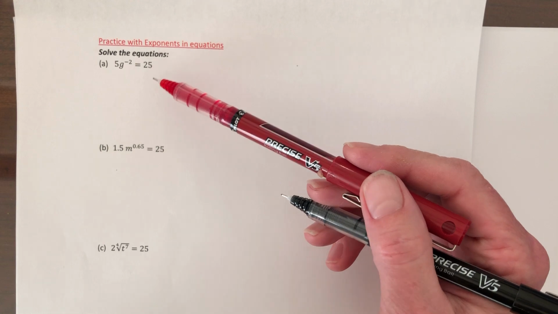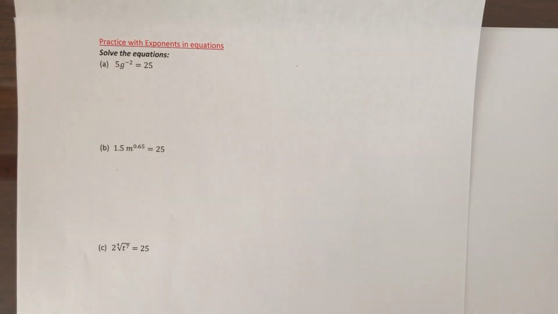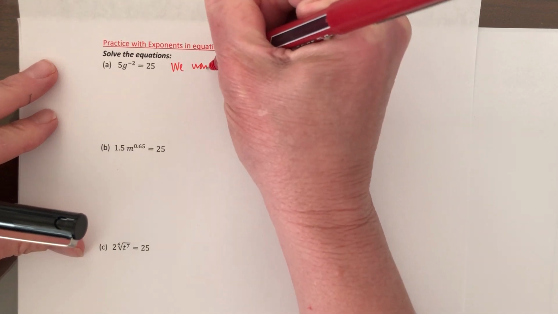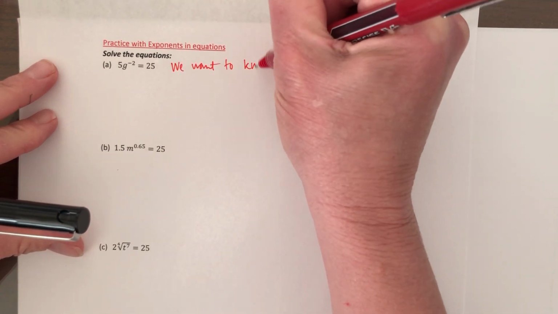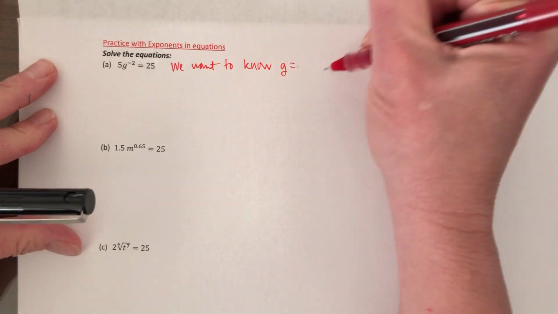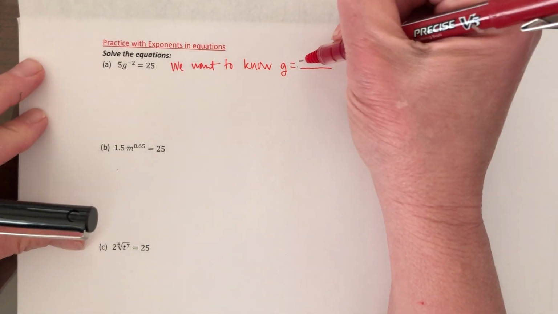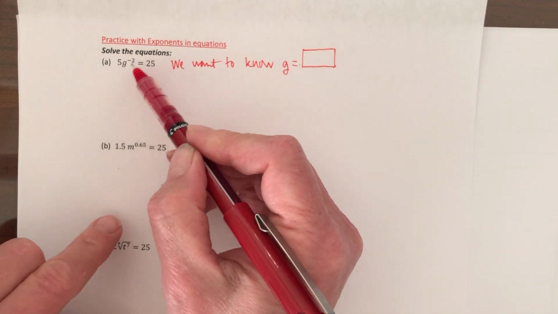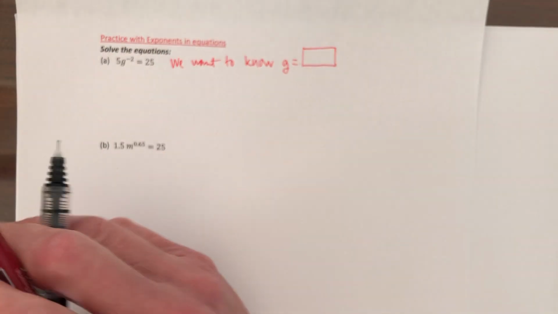5g to the negative 2 equals 25. It says solve the equation. When it says solve the equations, in this case we want to know what g is. We want to end with something that looks like this. G equals this number. That's our goal. So we really need to get g by itself and hopefully with an exponent of 1.